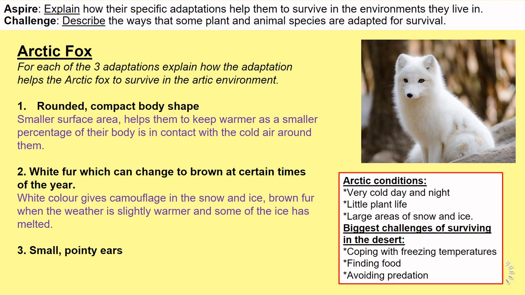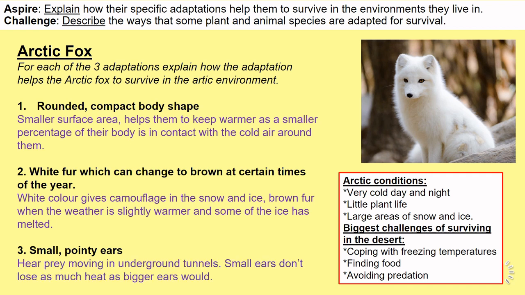The small pointy ears on the Arctic fox allow it to conserve a little bit of heat. They don't lose as much heat as bigger ears would, but they also allow it to hear prey moving around in underground tunnels. So even though they do have these small ears, they have still got very good hearing.